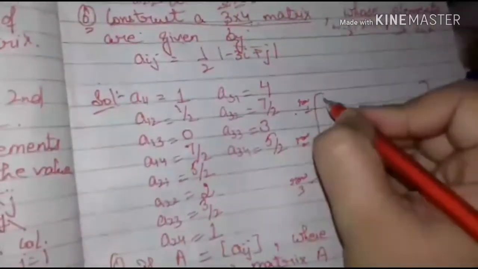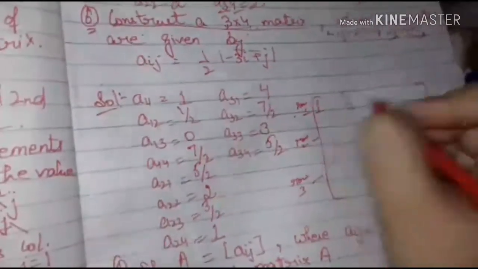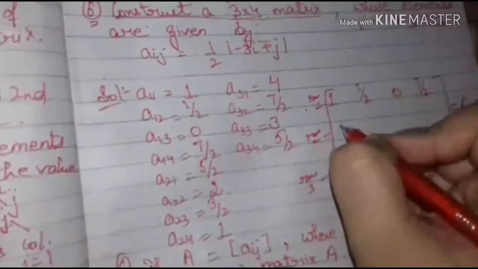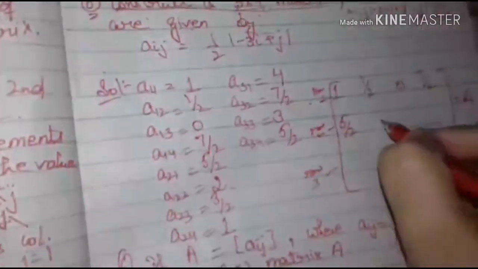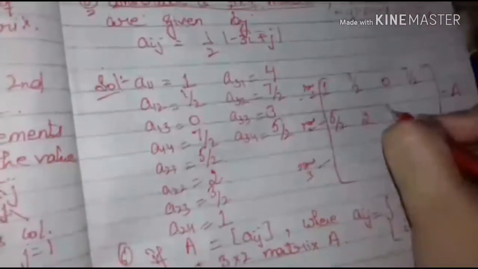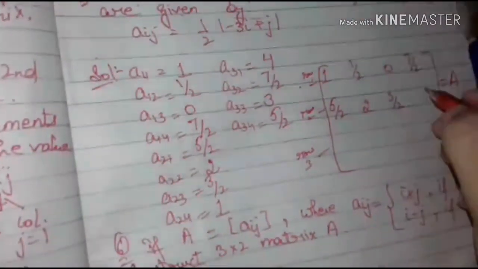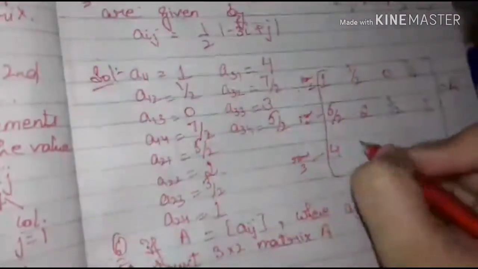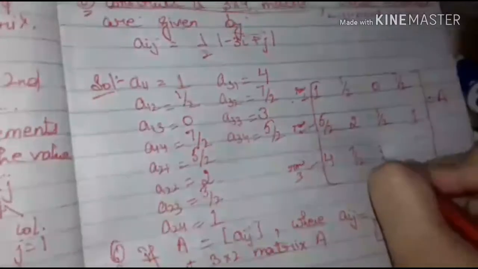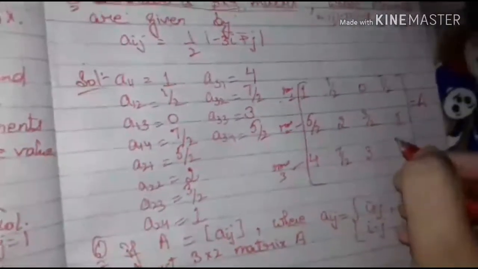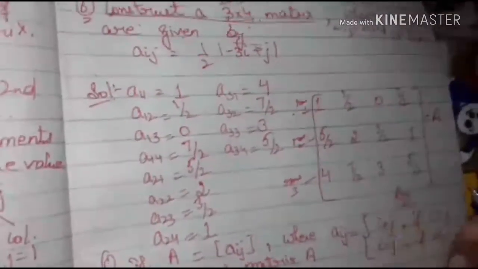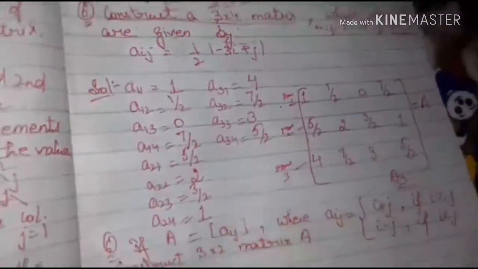So write all the elements: first 1 by 2, next 0, 7 by 2, 5 by 2, 2, 3 by 2, 1, 4, 7 by 2, 3, and the last element is 5 by 2. This is the answer of the given equation.